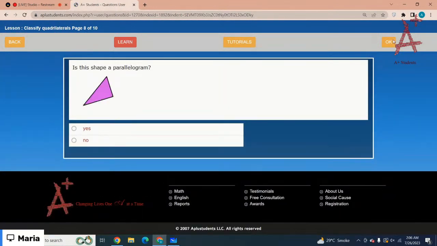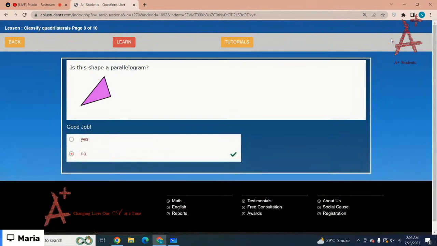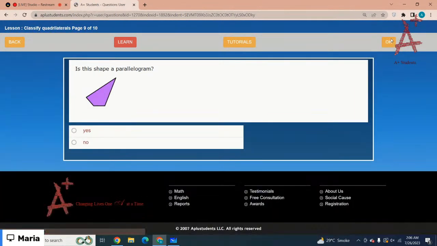Is this shape a parallelogram? So which is the correct option? No, this is not a parallelogram. This is a three-sided shape. This is not a parallelogram. Is this shape a parallelogram? Which is the correct option? Yes or no? No, this is not a parallelogram. The correct option is no.